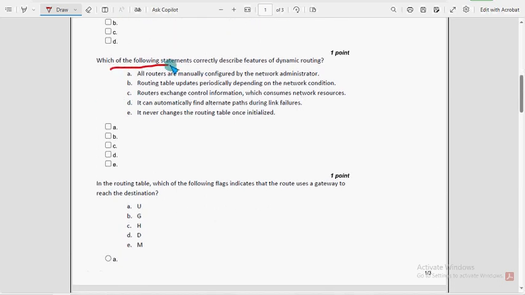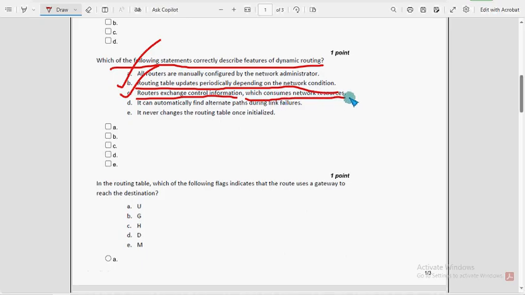Next, fourth question. Which of the following statements correctly describe features of dynamic routing? For the fourth question, there are three probable solutions. The first one is option B, routing table updates periodically depending on the network condition. Next, option C, routers exchange control information which consumes network resources. And the other one is option D, it can automatically find alternate paths during link failures. So B, C and D.